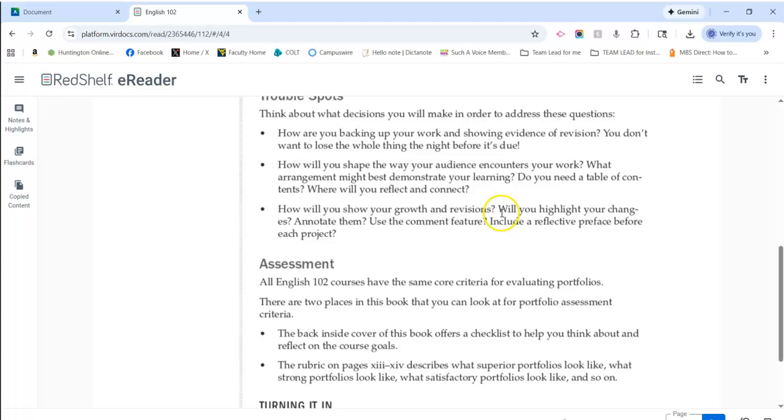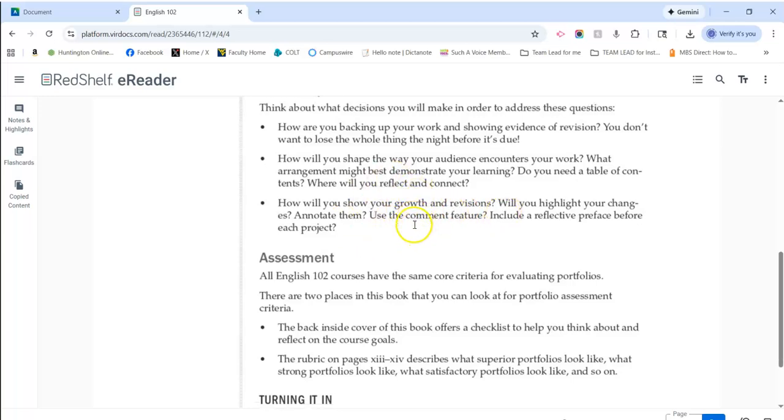How will you show your growth and revisions? Same thing. This will all be done with your highlights and memo and your annotations and using the comments. That's how you'll annotate them, using the comment features. You can include a reflective preface before each project if you want. That's up to you. It's not a requirement, but that is something you could do. So that's the answer to that question.